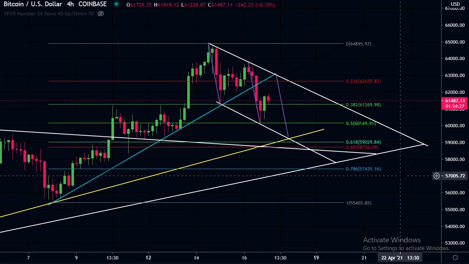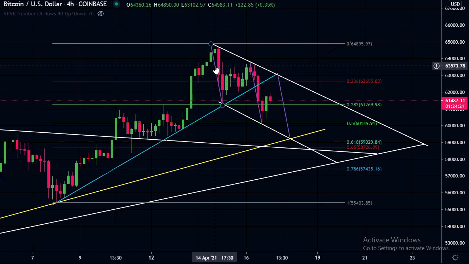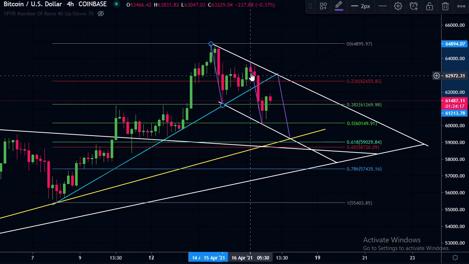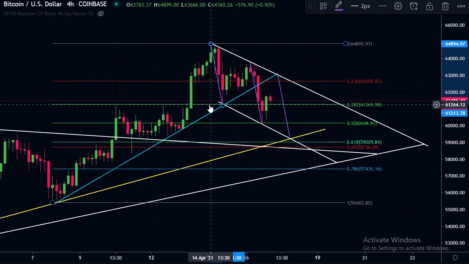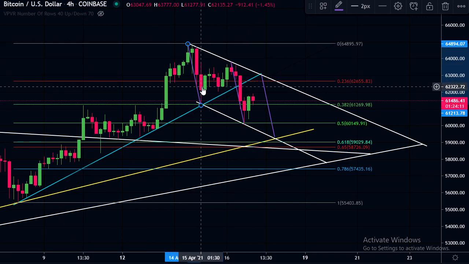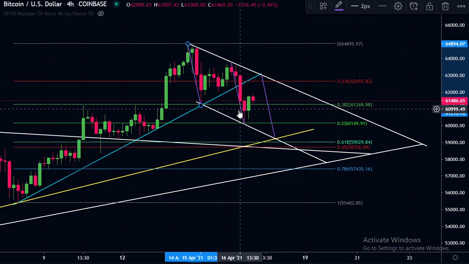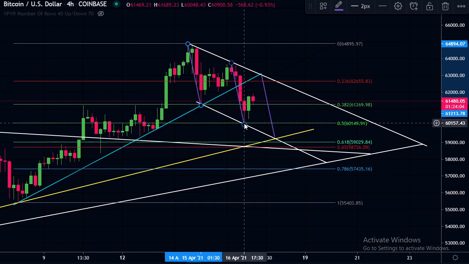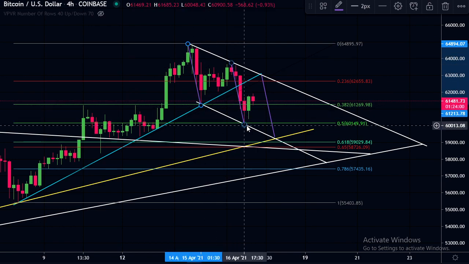Just zooming in a bit further, I do have these diagonal purple lines drawn here. This is basically going from the top to the bottom where we did get the bounce, and all of these lines are the same length. So this is an AB equals CD pattern. Taking it from the next top, we can see it did come down exactly to where we did bounce. So this AB equals CD pattern did play out.